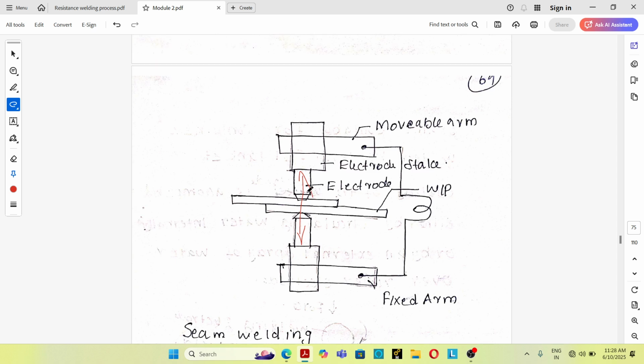See, spot welding process is commonly used for welding materials like aluminum, copper, stainless steel, and galvanized metals. So these are the applications of spot welding process.